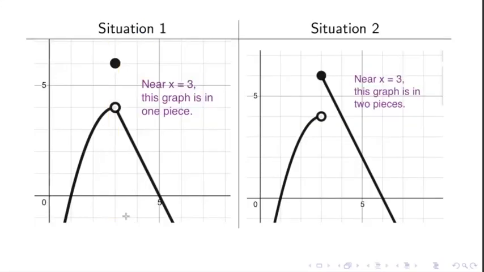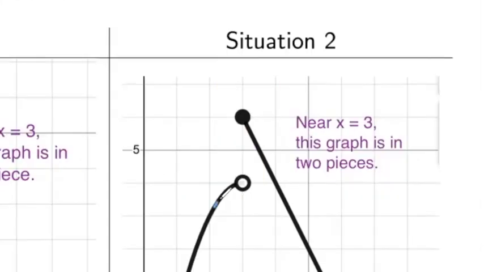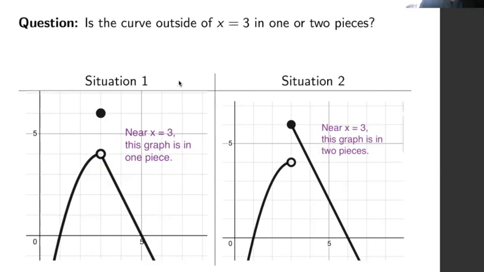So maybe a better drawing would be like, if I ignored x equals 3, if I ignore the whole, this is just like one piece. So you have to ignore the hole and say, if I ignored the hole, is this graph in one piece or two pieces? Even if I ignore the hole in this situation two graph, this curve is in two pieces. So this is a very important distinction, and we're not concerned about what happens at x equals 3. So you want to look at these two different situations.